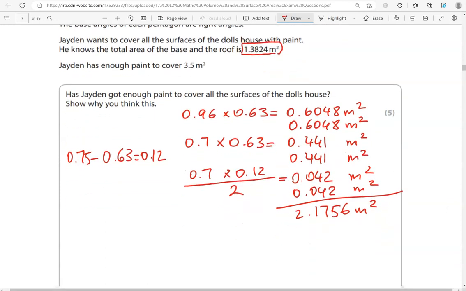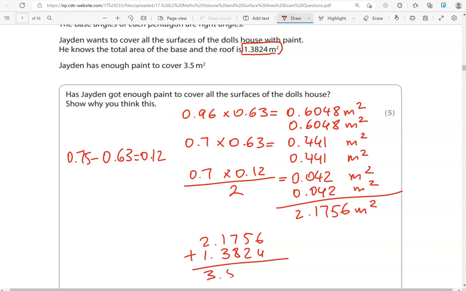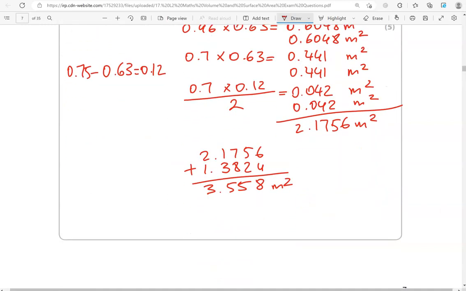So 2.1756 plus 1.3824. This is 3.558 square meters, which is greater than 3.5. So has Jaden got enough paint? I'm going to say no.